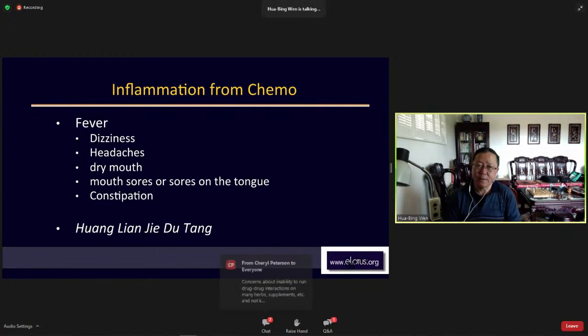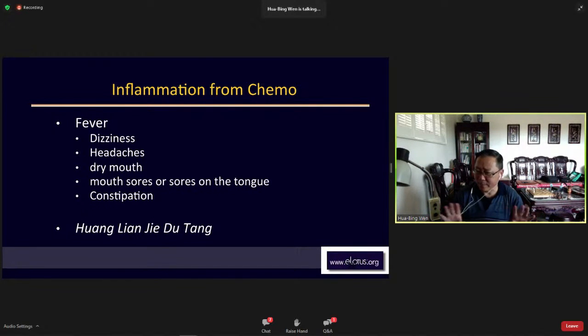Inflammation from chemo: you have a lot of heat issues, heat and toxin. The formula we use is 黄连解毒汤. In short, to prevent cancer, we need to detox and increase the righteous qi. For the detox part, 黄连解毒汤 is the most commonly used formula. To increase the righteous qi, the next formula is 十全大补汤.